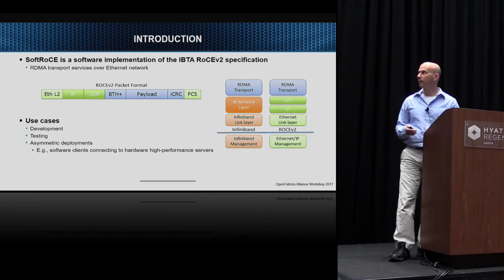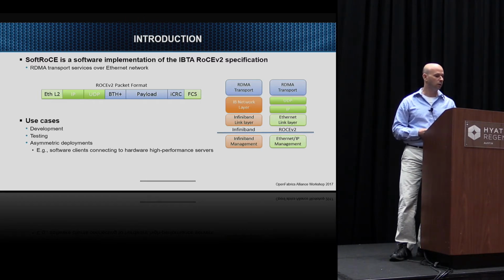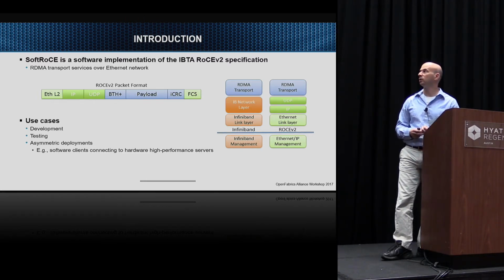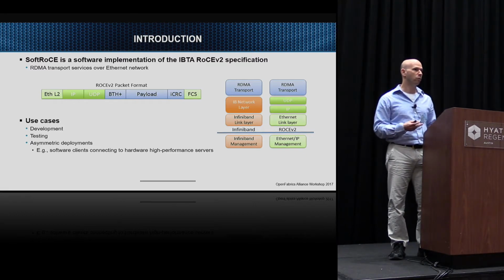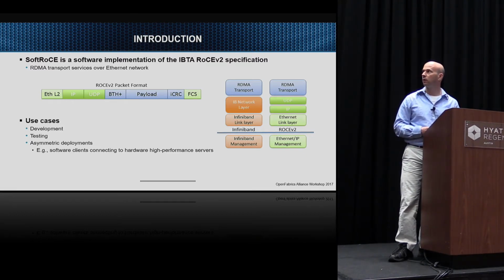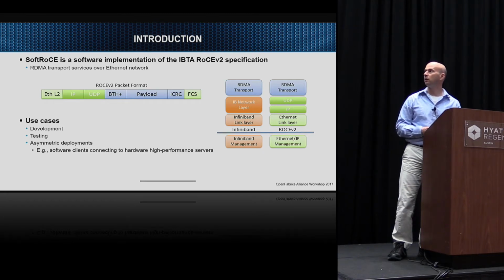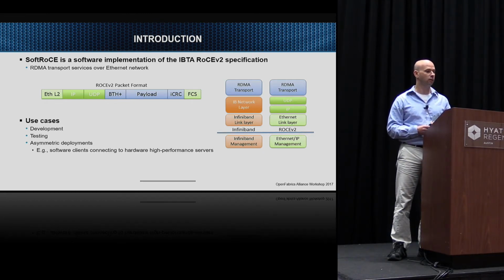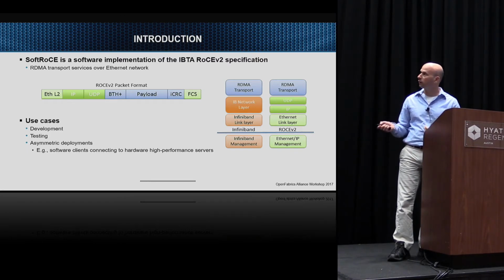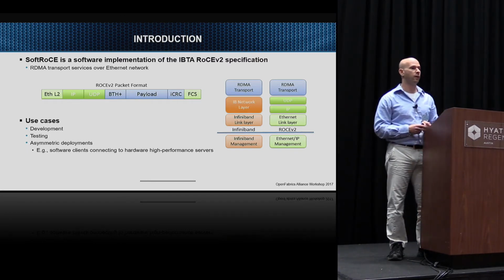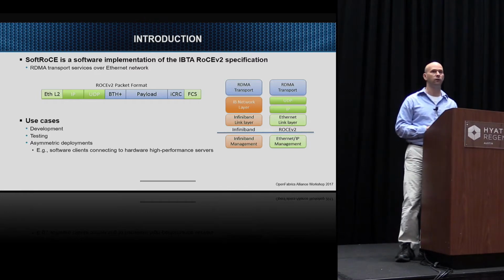In terms of the frame format, we have the MAC header followed by IP, then a UDP encapsulation layer, and finally, the base transport headers, one or more depending on the RDMA operation, the RDMA payload, and the invariant CRC, which covers all the stuff that doesn't change end to end. And finally, we have the Ethernet FCS terminating the frame, and that replaces the InfiniBand variant CRC.